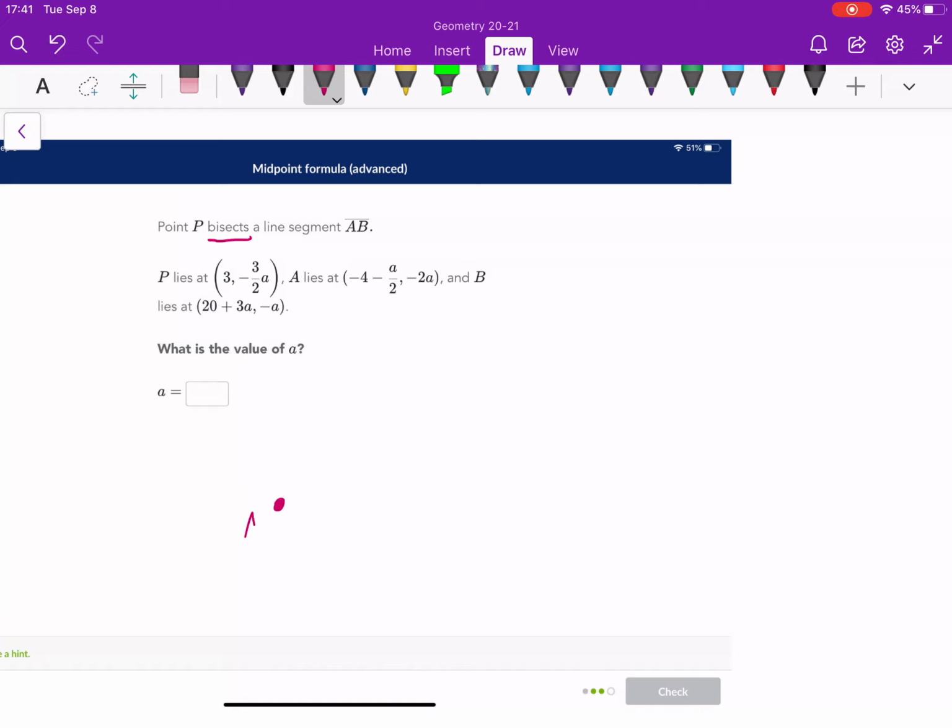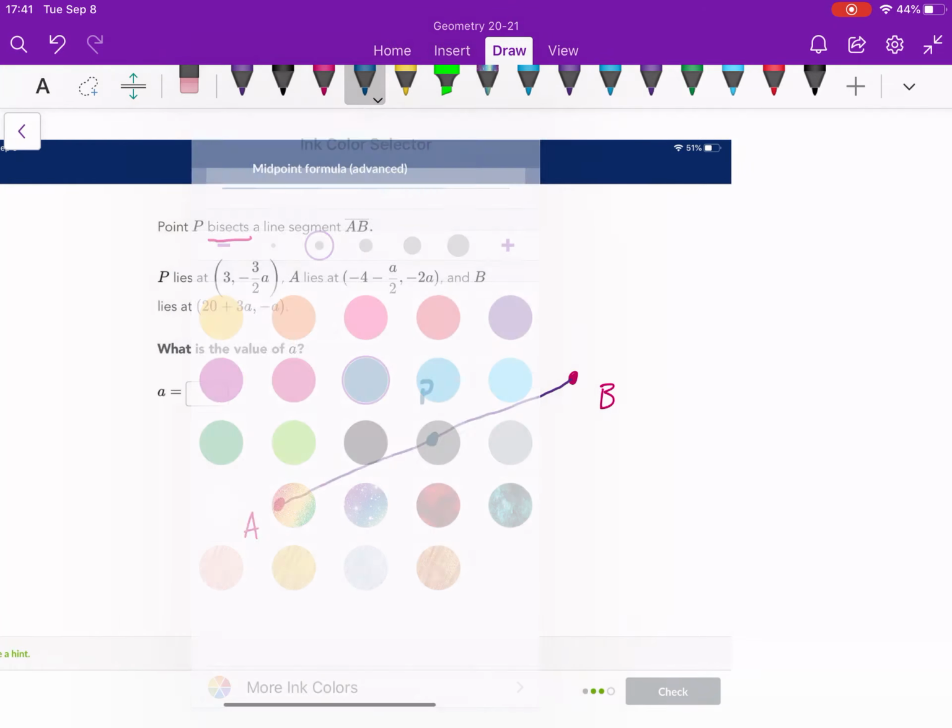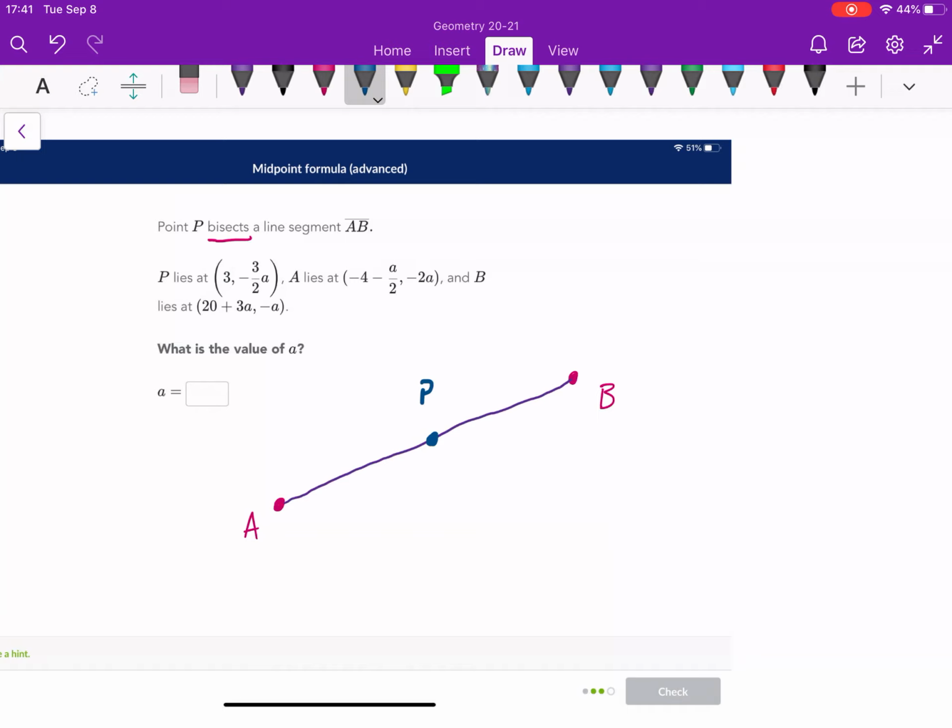I've got point A here, and I've got point B here, and then I have some point P here. And since it bisects it, it tells me that the measure of AP, whatever this distance is, is equal to the measure of PB, okay? So it tells me point P bisects it, or it's the midpoint, okay?